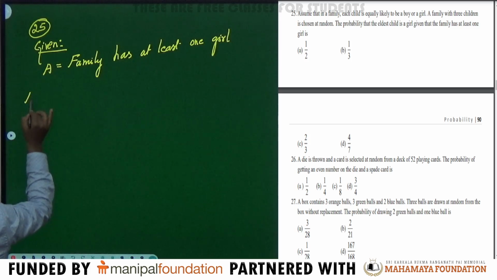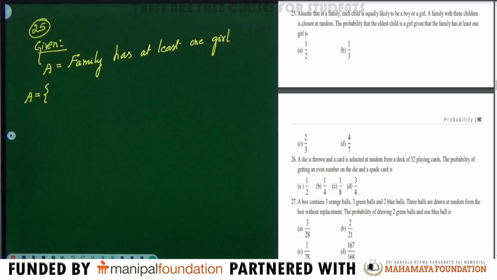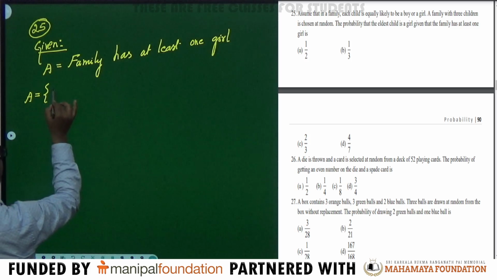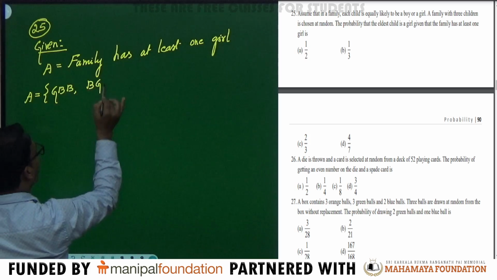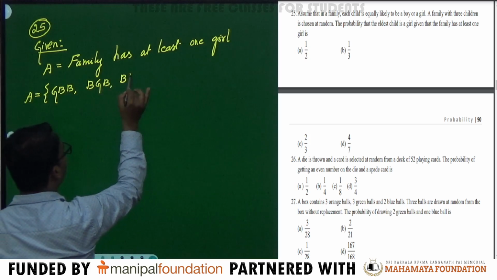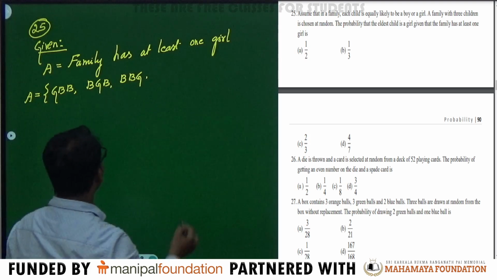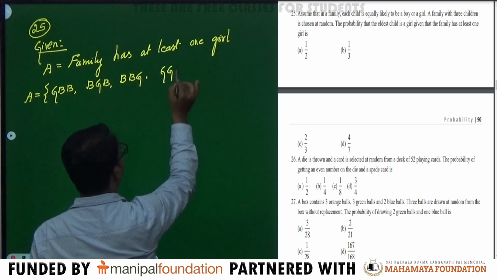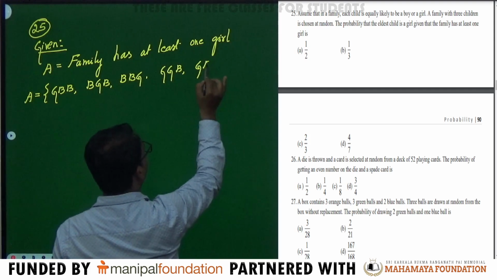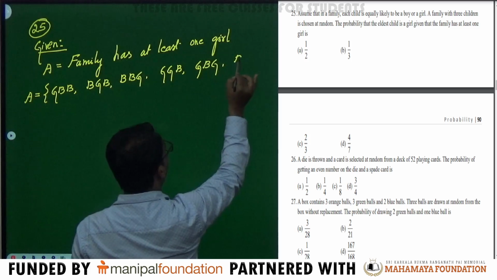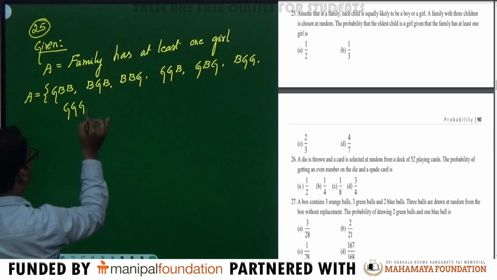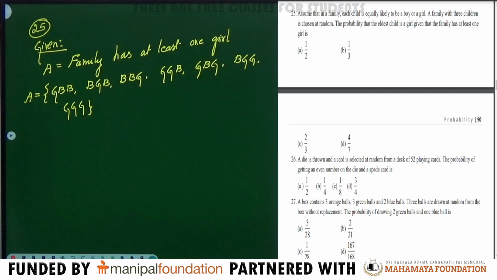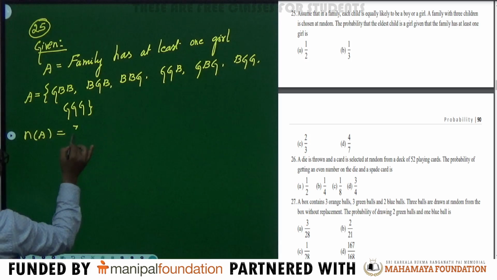So we know the meaning of at least. It may be one or it may be more than one. So what are the possibilities? It may be GBB, BGB, BBG, or it may be GGB, GBG, BGG, or all are girls, GGG. That is 1, 2, 3, 4, 5, 6, 7. So the number of elements in the event A is equal to 7.